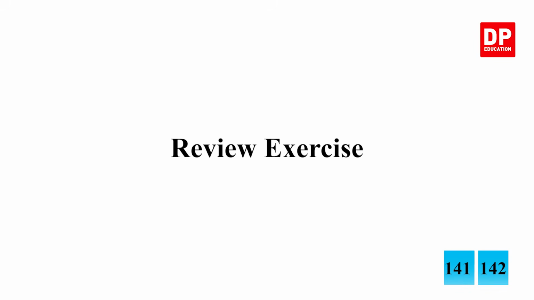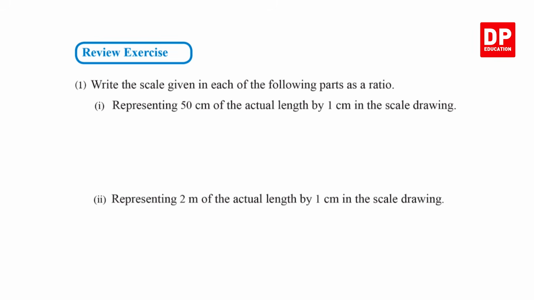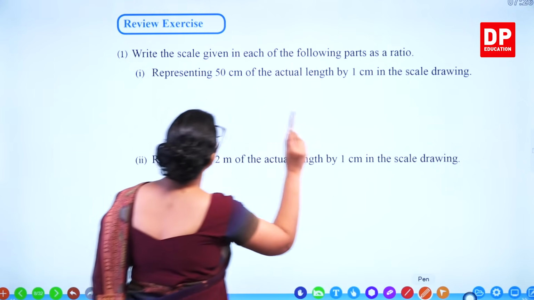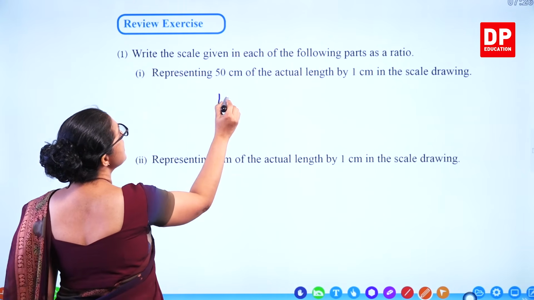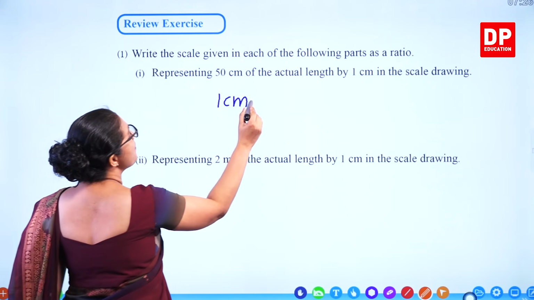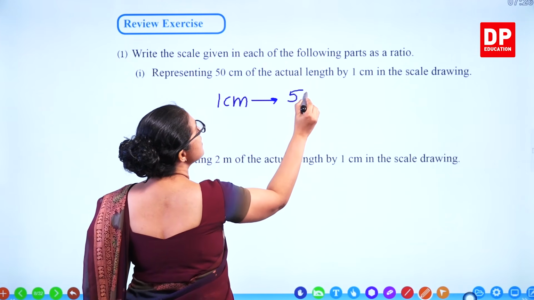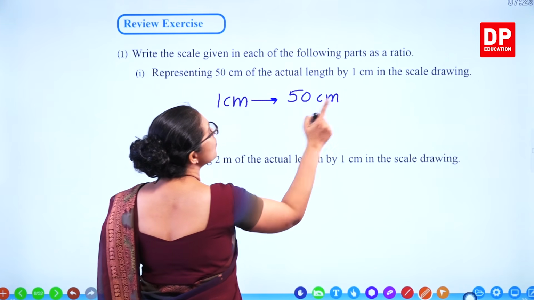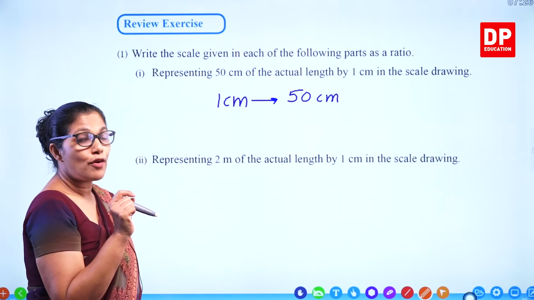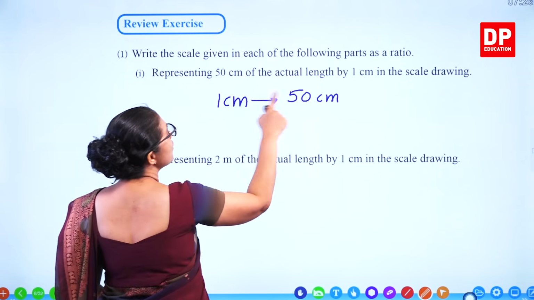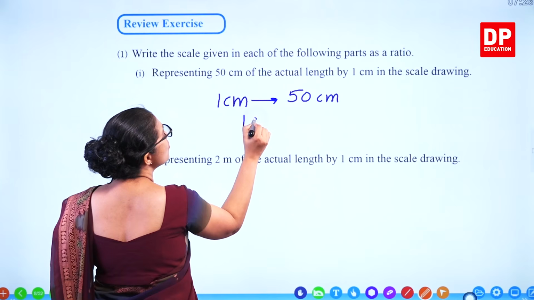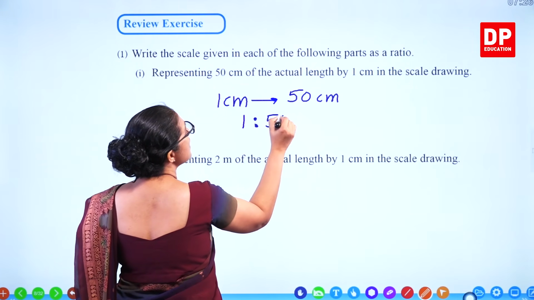Now we'll look at review exercise in your textbook. Write the scale given in each of the following parts as a ratio, representing 50 centimeters of the actual length by 1 centimeter in the scale drawing. So here that means we are taking 1 centimeter represents 50 centimeters. So for the scale drawing, to find out the scale, we are taking both in centimeters. So this is 1 to 50 scale.